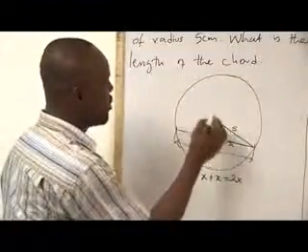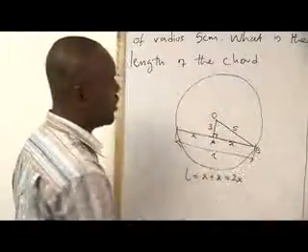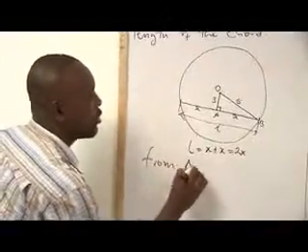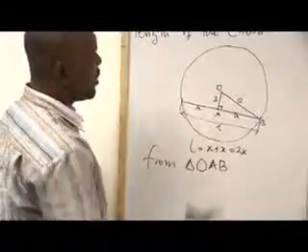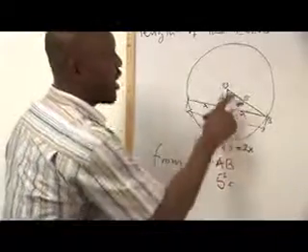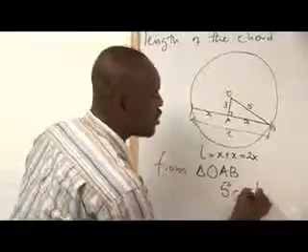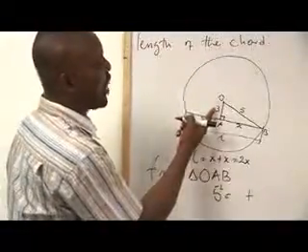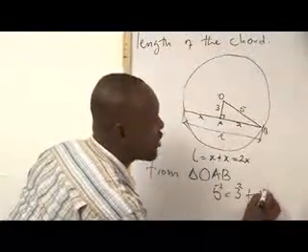Let's label it. You can call this O for center. I can call here A, and there B. From triangle OAB, I can say 5 squared. Why 5 squared? This is my hypotenuse because it's facing the right angle. It's equal to the sum of the squares of the adjacent sides. This is an adjacent side, and that's the second adjacent side. So I have here 3 squared plus x squared.